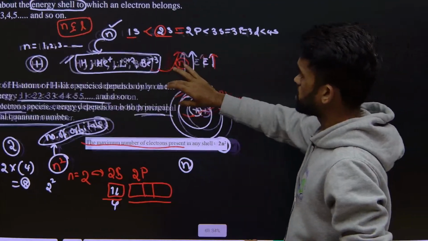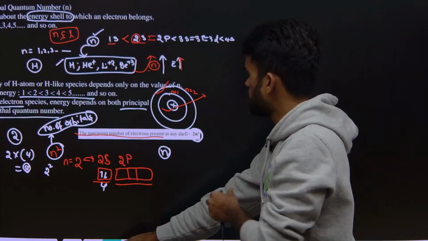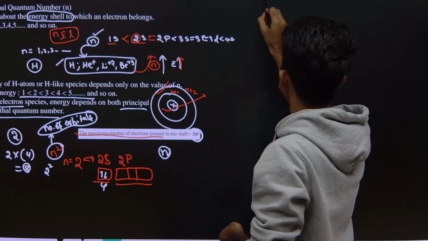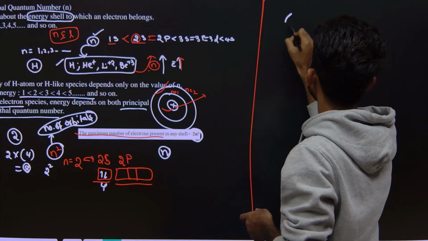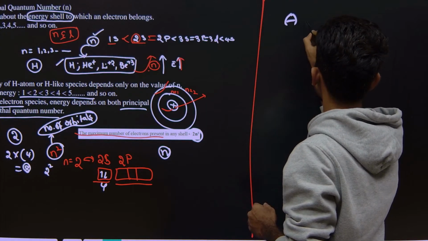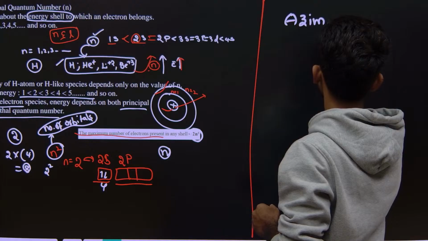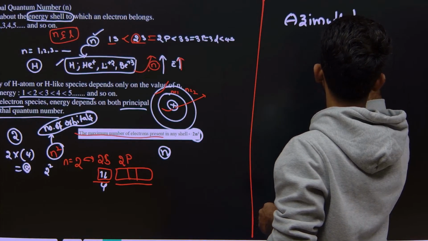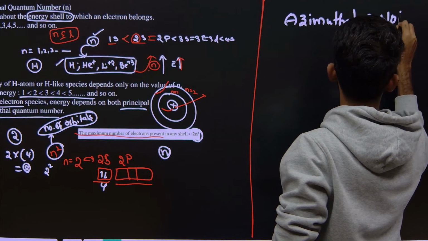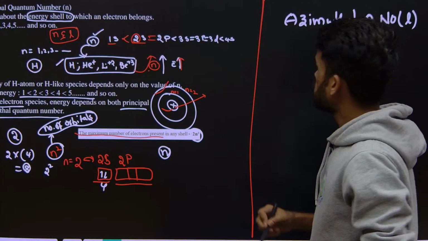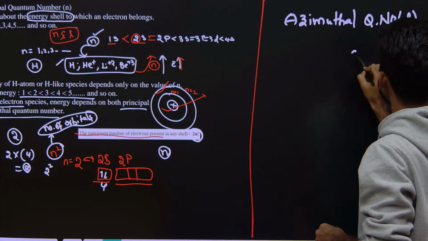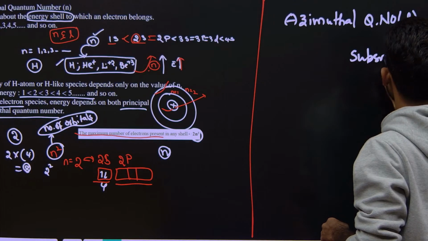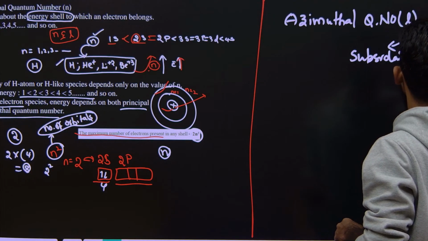We have studied the principal quantum number. Next, we have the azimuthal quantum number, or angular quantum number, I can say, indicated with the symbol L. This is also considered the subsidiary quantum number.